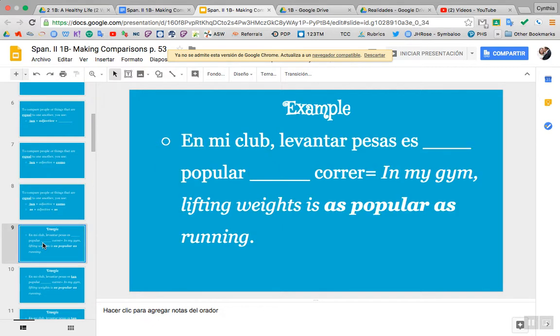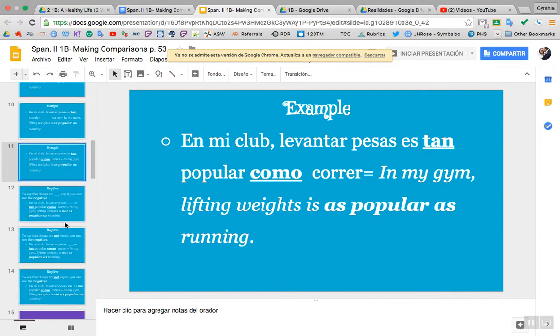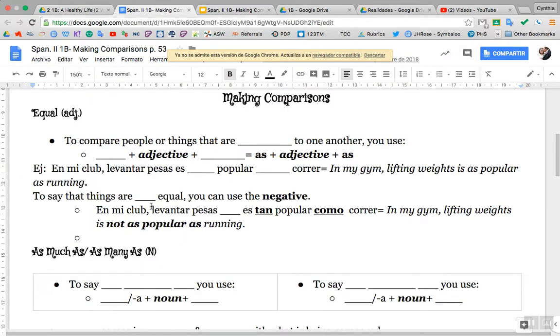For example, en mi club levantar pesas es tan popular como correr. In this case, popular is the adjective. In my gym, lifting weights is as popular as running.